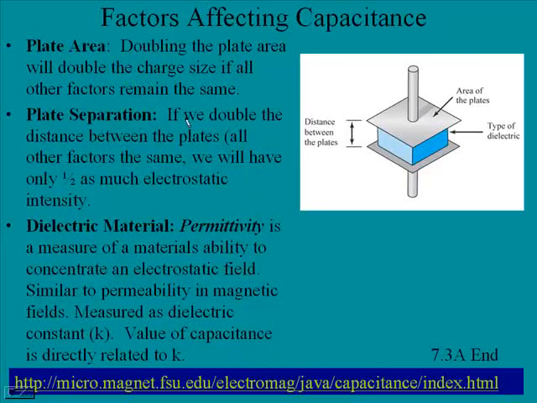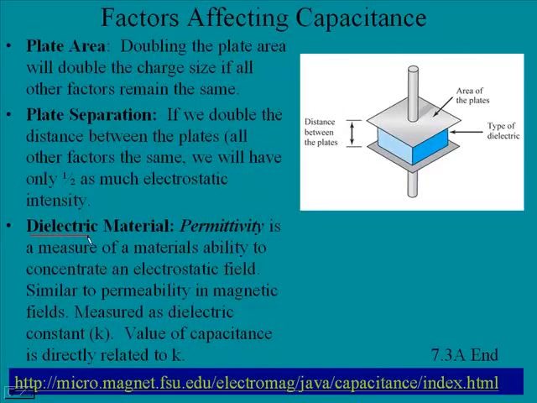Plate separation. If we double the distance between the plates, all other factors remaining the same, we will have only 1/2 as much electrostatic intensity. So the plate size is directly proportional to the capacitance. If we separate them, the wider the distance, we're going to have an inversely proportional relationship, meaning that as the distance is increased, the capacitance decreases.